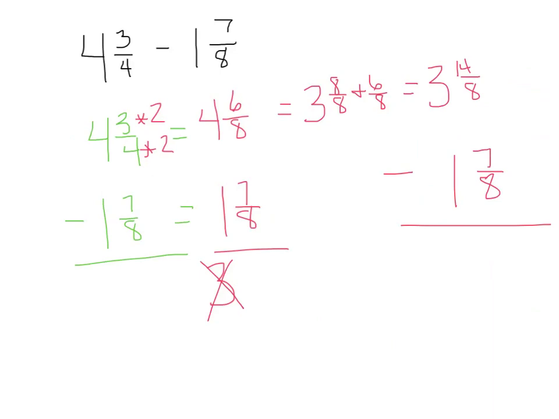Now can I do this? 3 minus 1 is 2. 14 minus 7 is 7. And then they're eighths. So that one works.